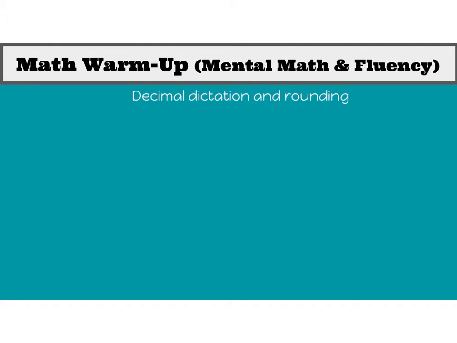So first of all, I want you to write the decimal 5 7/10. Pause your video. 5 7/10 should be written like so. Now what I would like you to do is round that decimal to the nearest whole number. Pause your video. You should have rounded to 6.